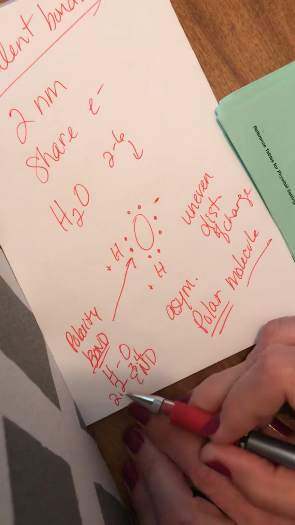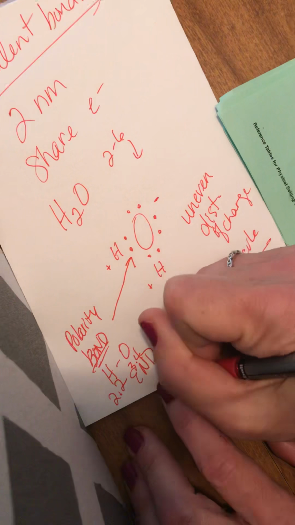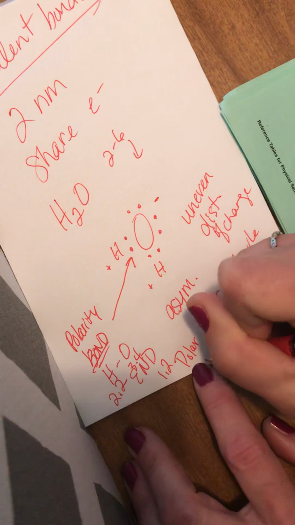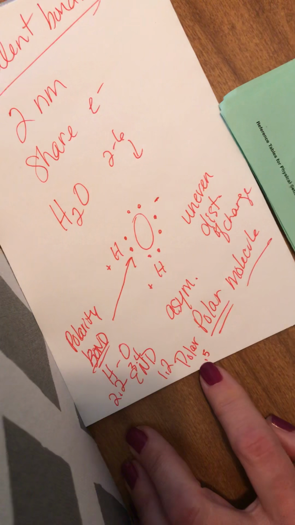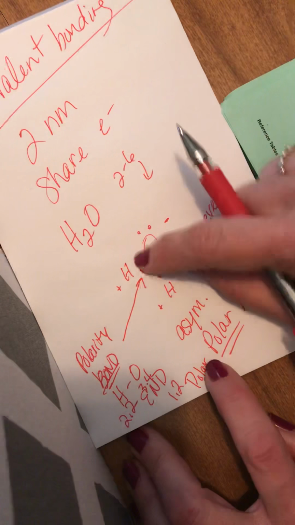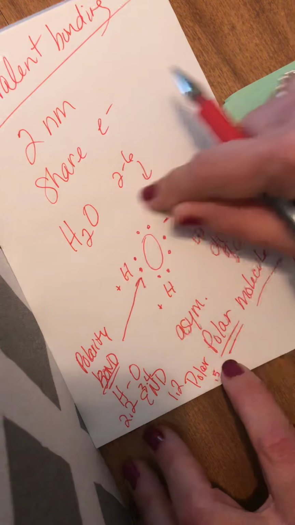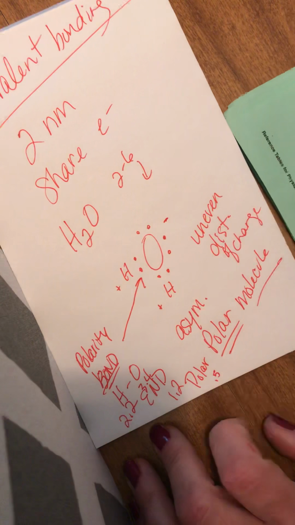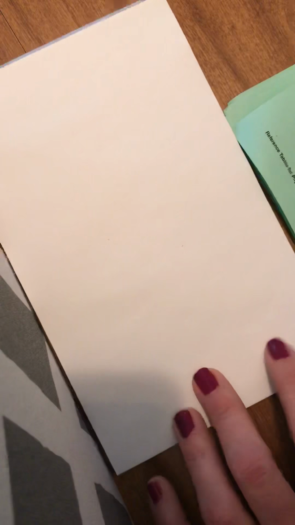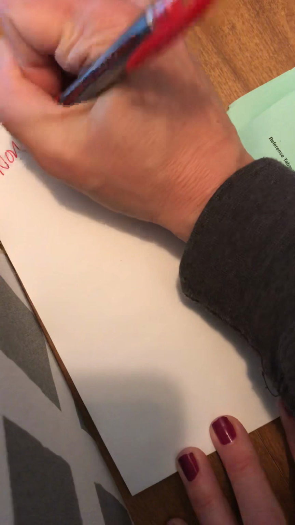The difference between 3.4 and 2.2 is 1.2, which is very polar. As long as it's 0.5 or higher, it's going to be a polar bond. So water has polar bonds, and it is a polar molecule because it's asymmetrical and it has an uneven distribution of charge. Let's think of something that's nonpolar.